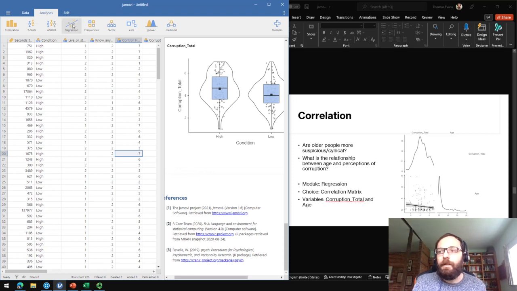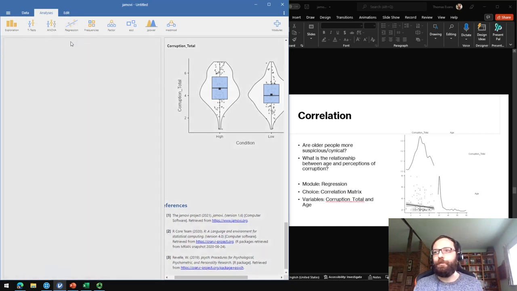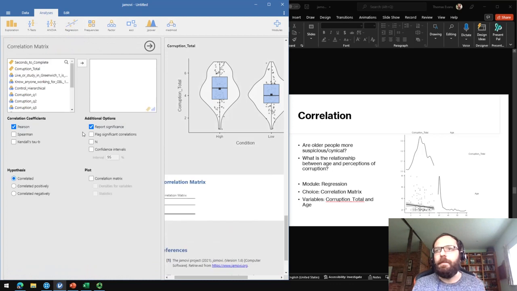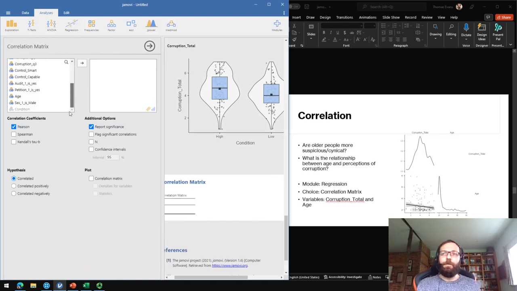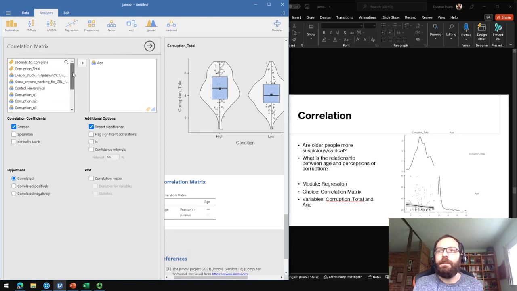So as you might expect from a correlation, we're starting off at regression and we're going to go for correlation matrix. So for those following via my voice, we've gone to analyses, regression, correlation matrix. And so it's very simple. You just copy across the variables that you're interested in. In this case, we're interested in age and we're interested in corruption total.